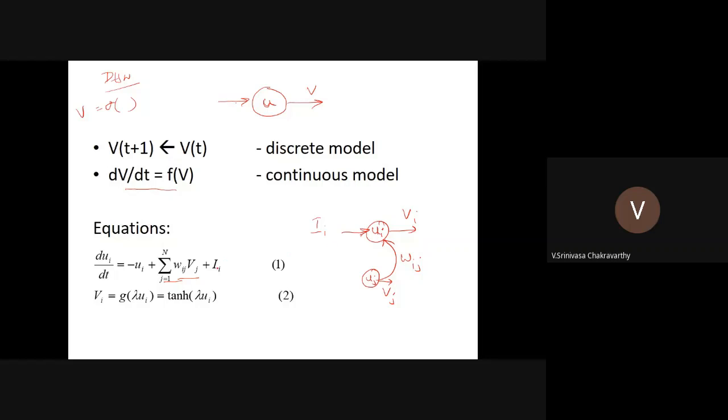Given U_i, the output of the neuron, which is V_i, is simply given by a static function. Here the notation is g. g is not the signum function; here they use a continuous function. The tanh is like a continuous equivalent of the signum function, which is what is used here. And lambda controls the slope of the tanh function. Usually lambda is taken to be a large positive number.